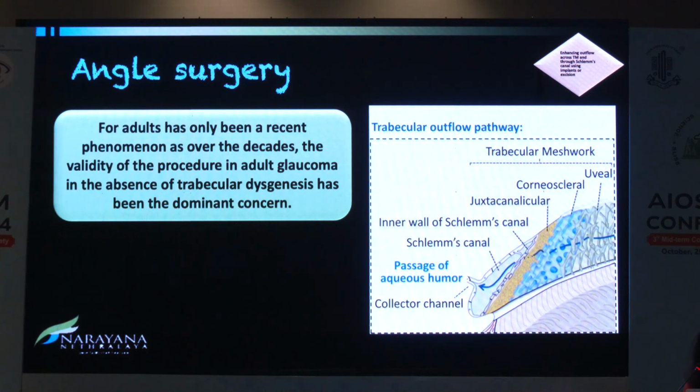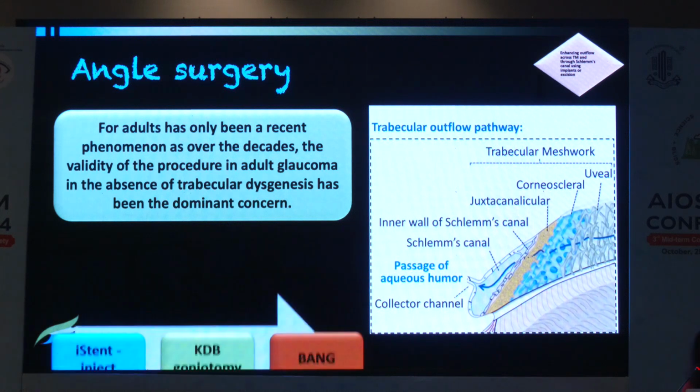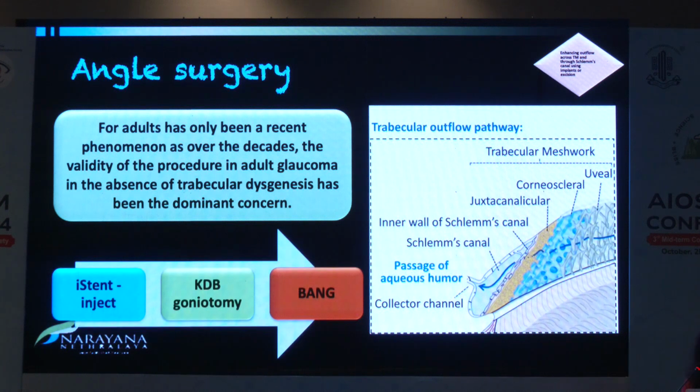Now, angle surgery has been very common for children. In adults, there was always a question earlier, because we don't have trabecular dysgenesis in adults, so whether it will work. But now we are pretty sure, and the whole world is moving towards MIGS. Here I'll be limiting myself to these three things which can be easily done along with the cataract surgery.